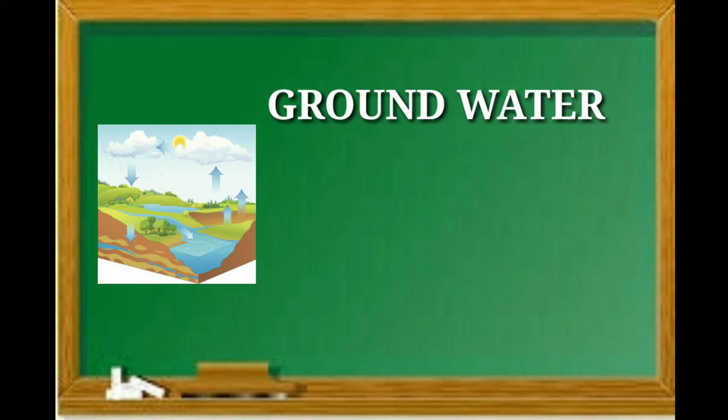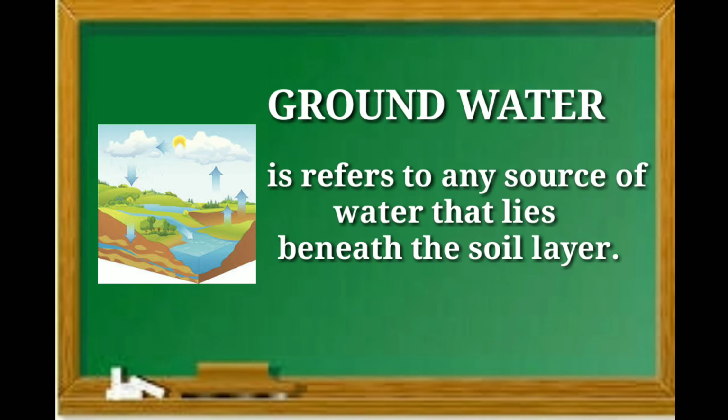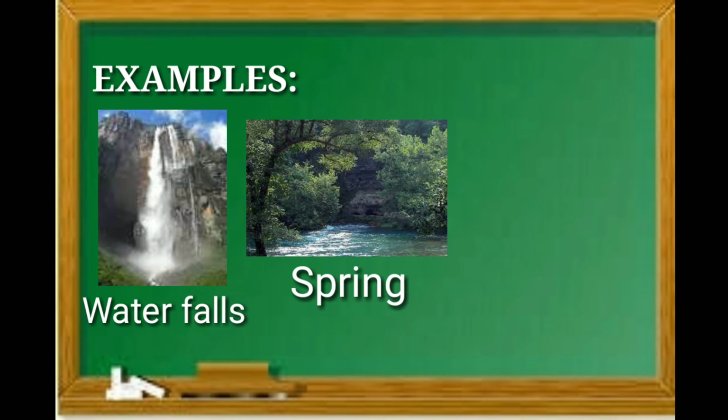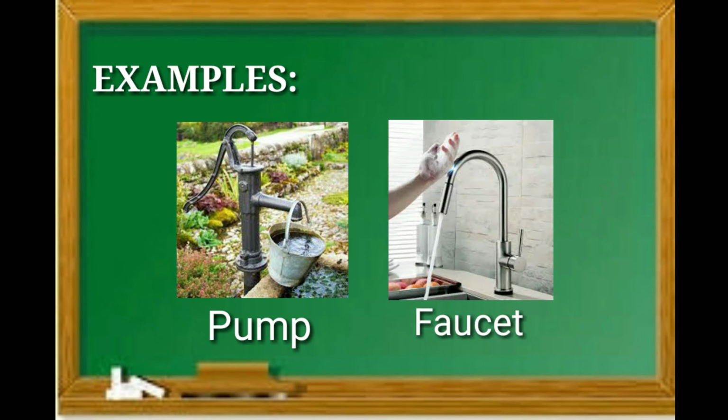Let me discuss first the groundwater. Groundwater refers to any source of water that lies beneath the soil layer. The examples of it are waterfalls, spring, deep well, pump, and faucet.